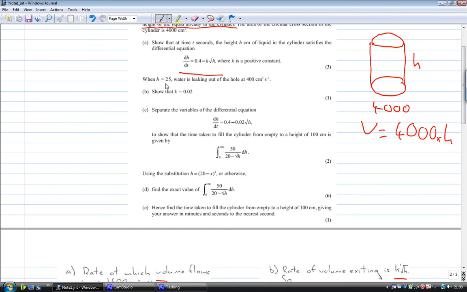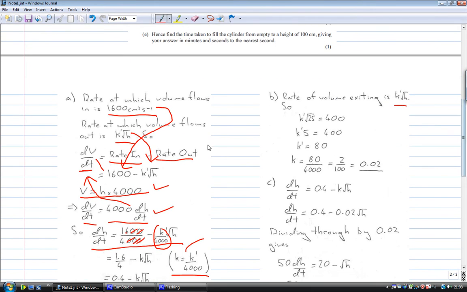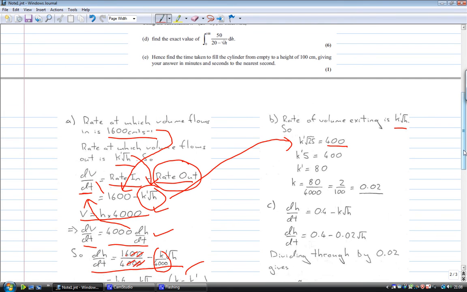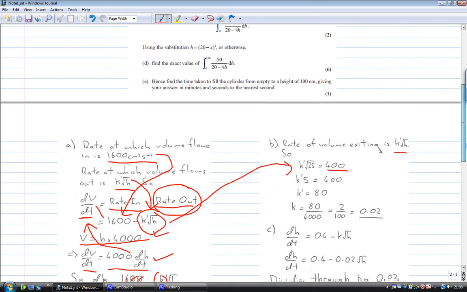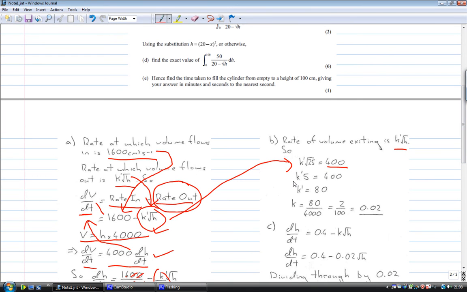When h is equal to 25, the water is leaking out of the hole at this rate. So we're looking at this bit. We need to take this over here and put it equal to the 400 that we've found in the question. So root of 25, which is the height, is equal to 5, so we've got k dash times 5 is 400, k dash equals 80.